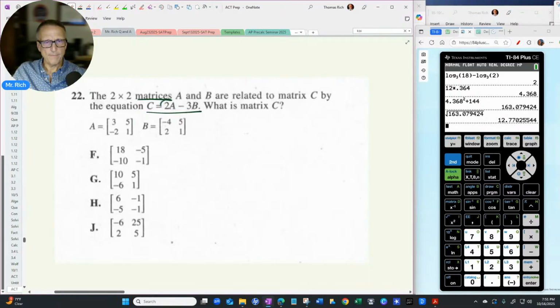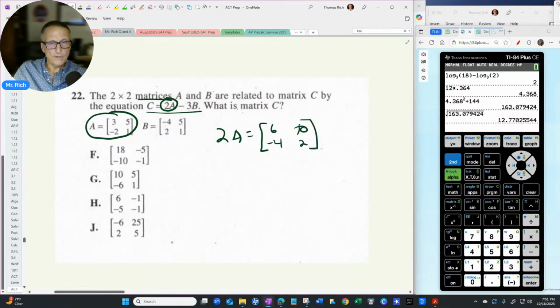Well, you know that that means 2 times A. So if I told you to multiply that group of numbers by 2, you'd probably say, I think I multiplied everything by 2, kind of like a distributive property, and you'd be right. So the matrix 2A would be 6, 10, negative 4, and 2.